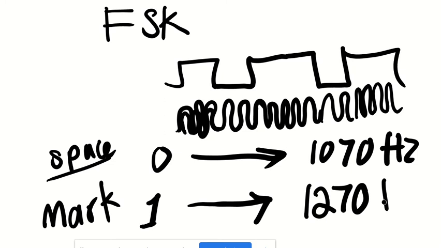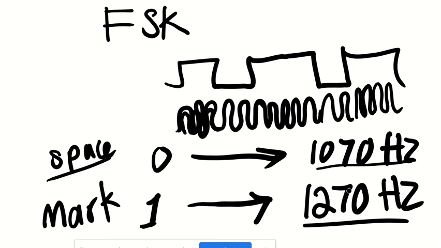And for telephone audio, 1270 hertz is your ones. Okay, so you have 2 different frequencies. One is higher than the other one. And so for telephone, it's full duplex, right? So you're sending data and receiving data. So you need 2 different sets of frequencies for transmit and receive because it's full duplex.